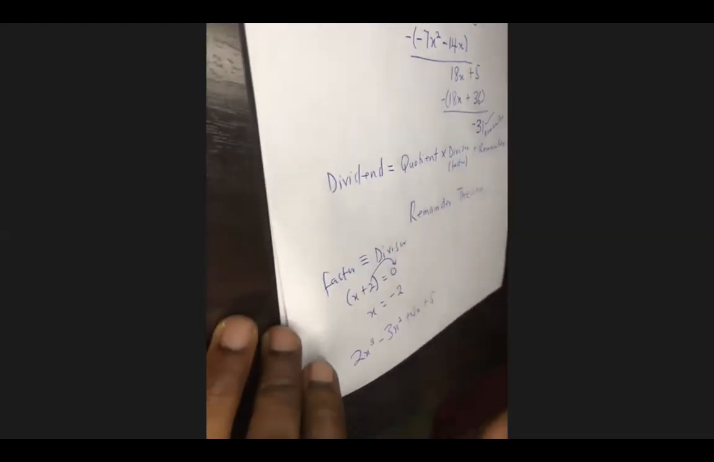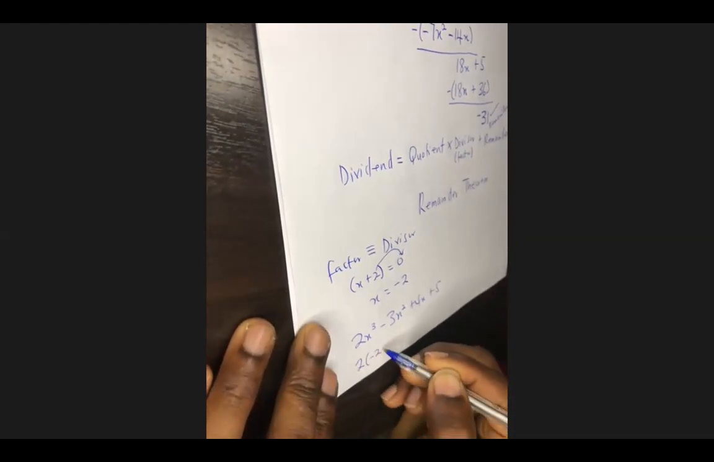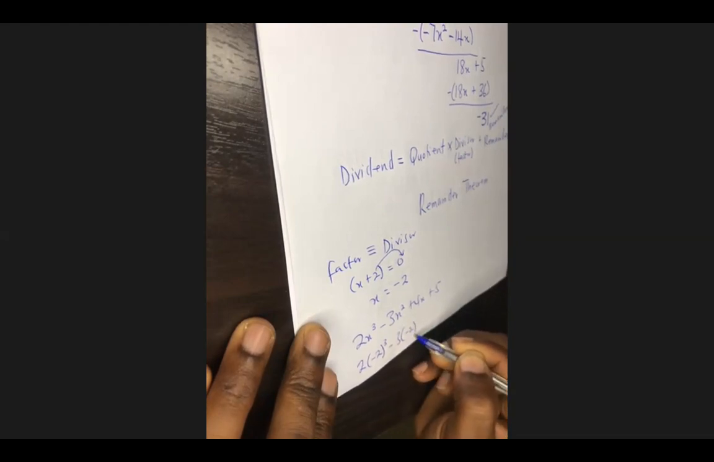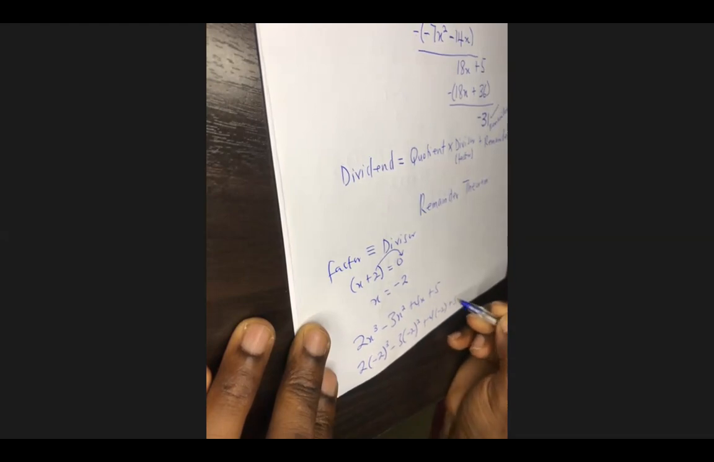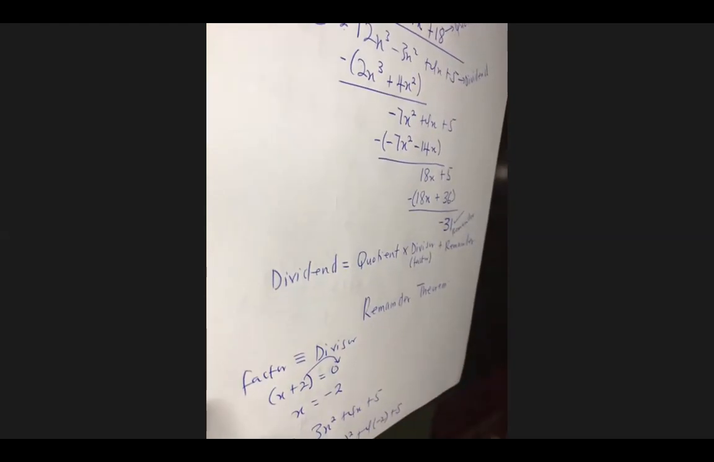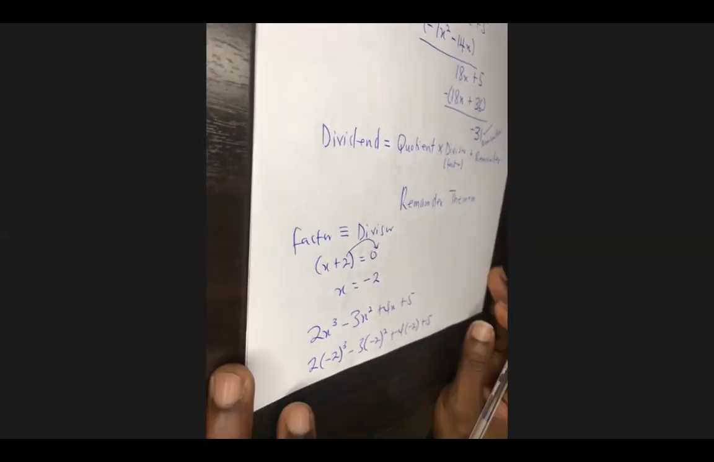So let's see. So now I have 2 into bracket negative 2 cubed minus 3 into bracket negative 2 squared plus 4 into bracket negative 2 plus 5. Now let's see if we are really going to get negative 31.